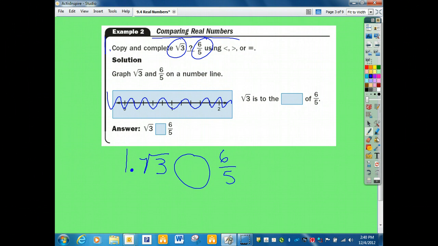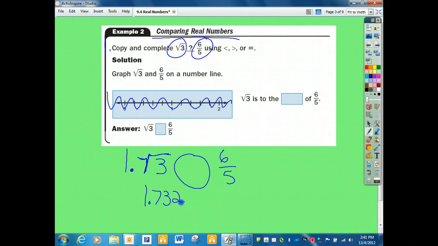You get the square root of 3, and then you get a decimal, and you get 6 divided by 5 to also make a decimal. Perfect. So you're telling me to turn them both into decimals. Exactly what I wanted to hear. So what is the square root of 3?